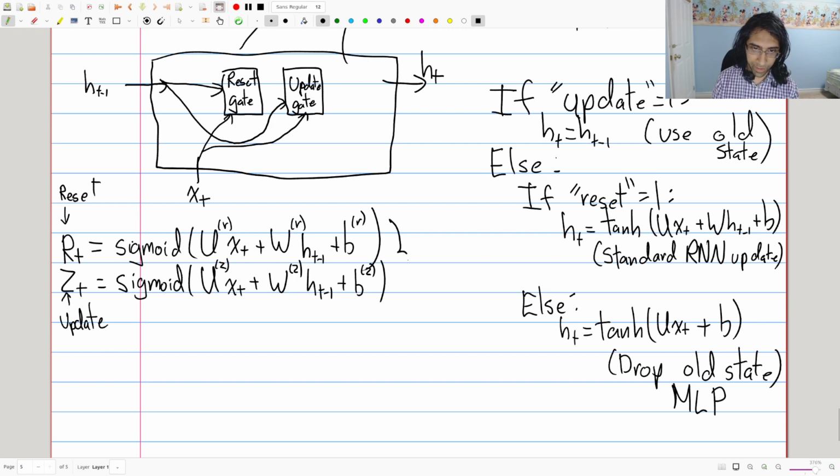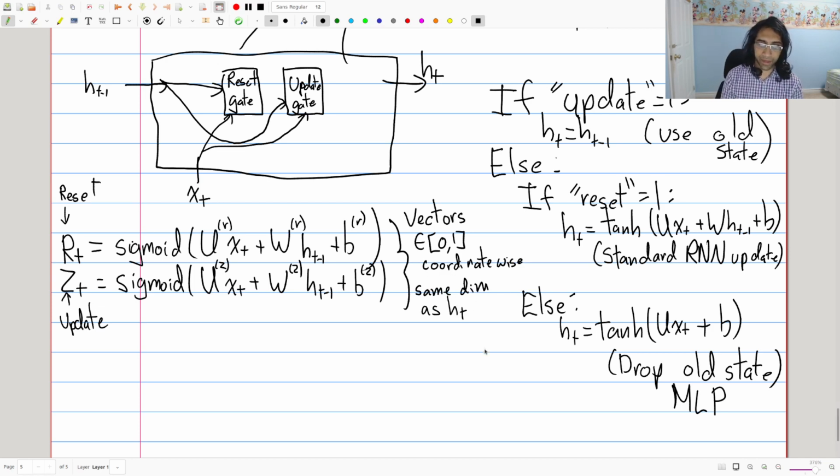Now that we've got these reset and update signals, let me talk a bit more about them. Because we did a sigmoid, these are both vectors in 0, 1 coordinate-wise. And they're going to be the same dimension as the hidden vector h_t, because they're going to essentially act like masks. Like I said, we're going to apply these update operations coordinate by coordinate. So these are our signals first.